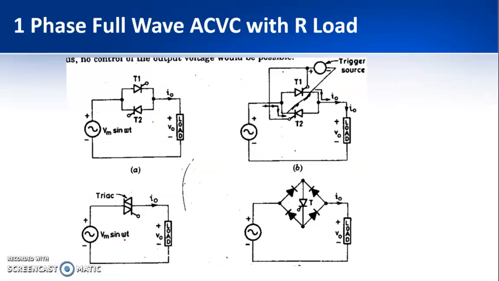Next we are going to discuss the single phase full wave AC voltage controller with resistive load. We will see in detail. There are 4 configurations to achieve this AC voltage controller. The first one is 2 thyristors kept back to back, triggered from a single source like this. Then you can also use a triac, which is again a bidirectional conducting device, or else you can choose this particular scheme. But we will be explaining with the thyristors connected in anti-parallel.